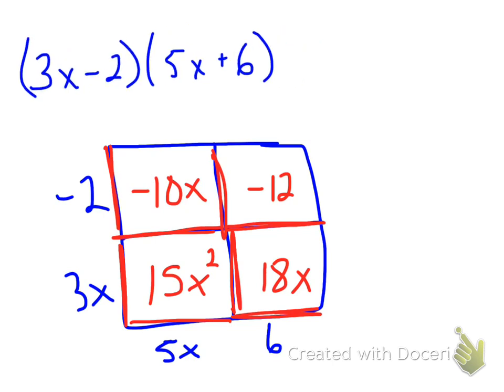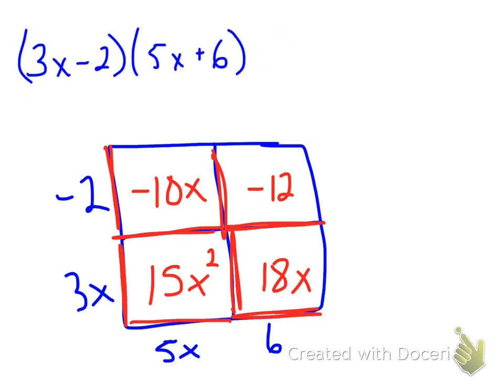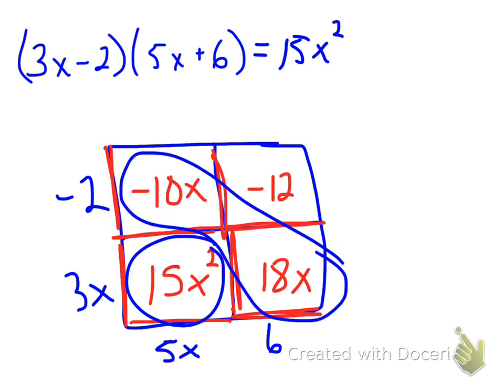That means when I multiply these binomials, I'm going to get the sum as 15x squared. Negative 10x and 18x will give me a total of 8x. And I have negative 12 for a minus 12. And that is using generic rectangles to multiply binomials.